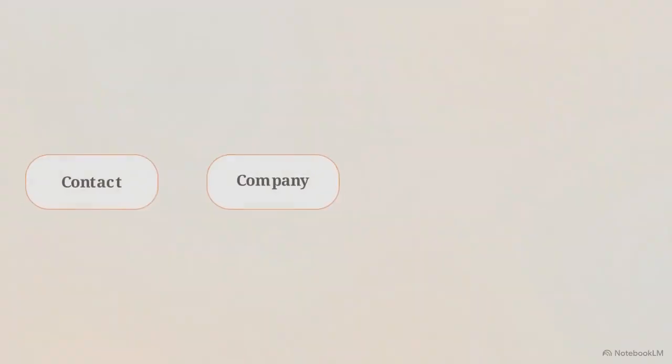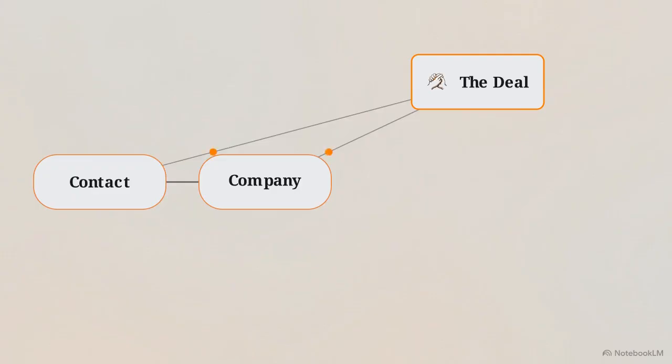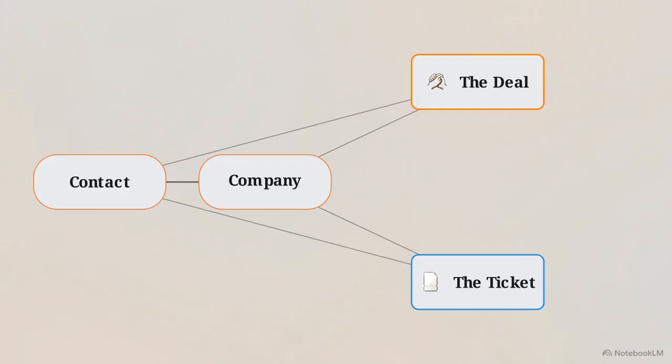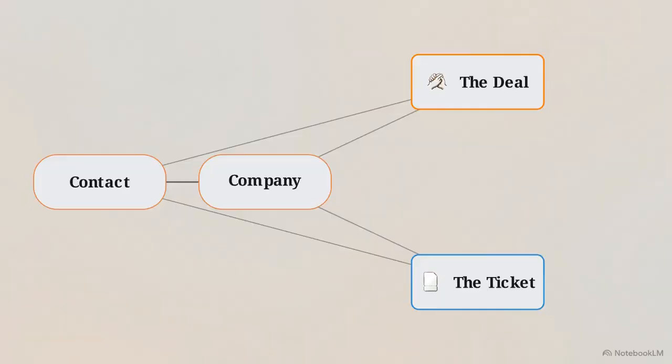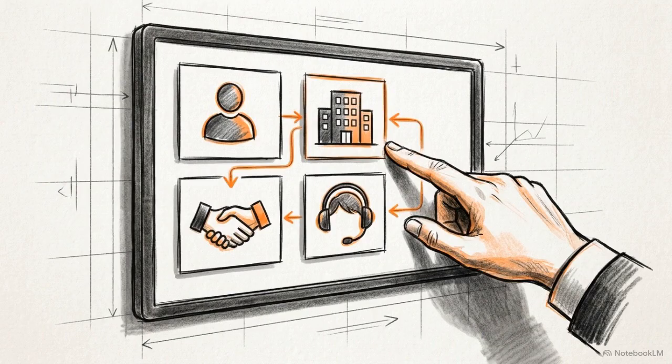When that company shows intent to buy, we introduce the third object, the deal. This represents a potential revenue transaction. Post-sale, we use the fourth object, the ticket. This tracks customer service or support requests to ensure the relationship continues. These four core objects form the structure of the CRM. Without this mapping, downstream automation and reporting cannot function.